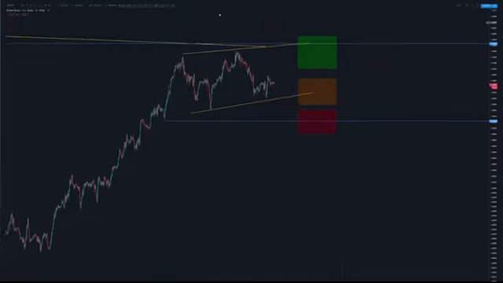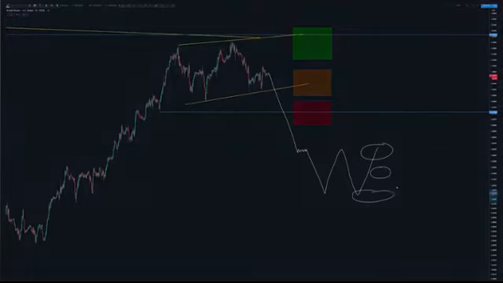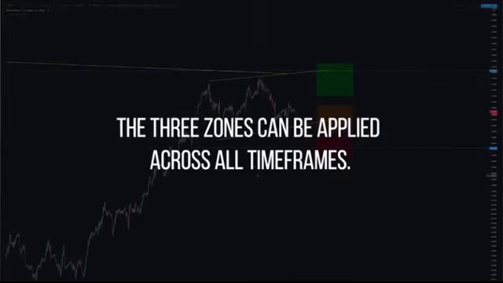Because just to give you guys a larger example, if we were to break out down here, we could get a really tight flag. Would I take that? Probably not. I would be looking at it. I think it would be more of a valid entry. Then if we start to form a really larger falcon flag, well, then now we know we have the green zone again, we have the amber zone, and we have the red zone. So it's applied on all time frames, and it just depends on how you're particularly looking at the market at that time.